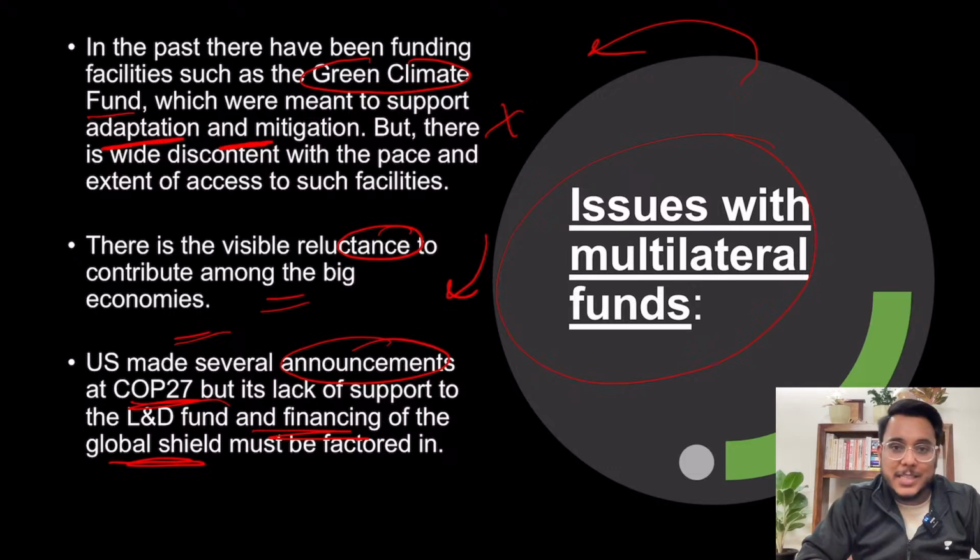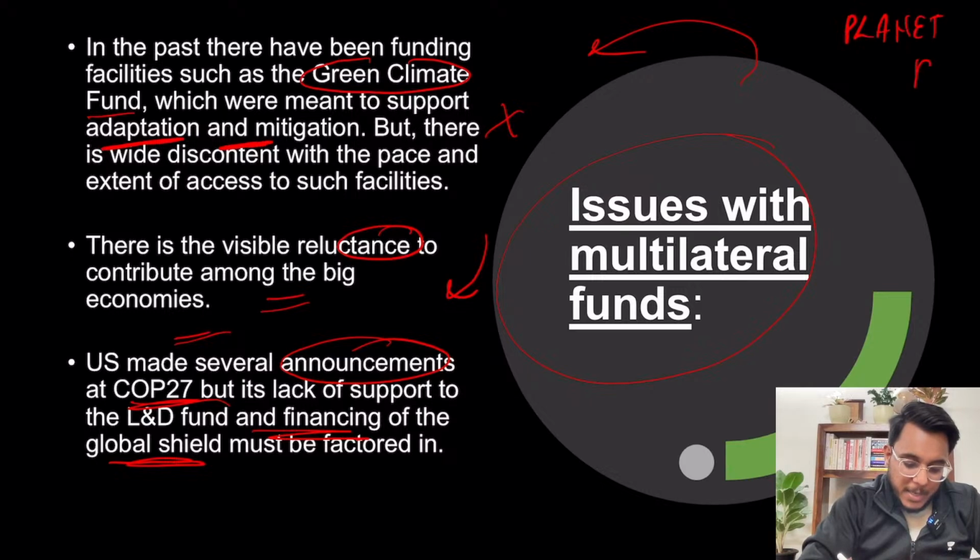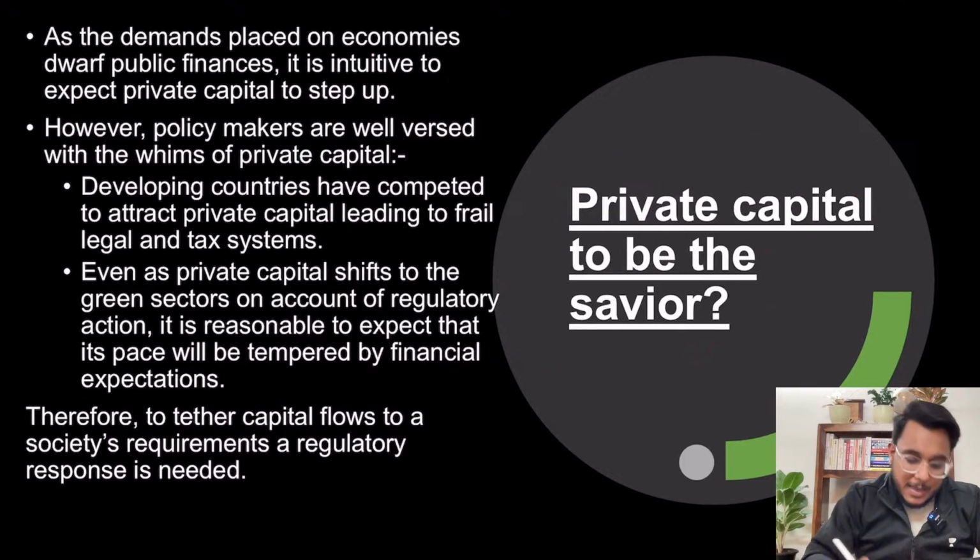But they are not understanding this particular thing, that we don't have another planet. We don't have a planet B. This is something which has become more of an ethical responsibility that should be taken up. Right? Now, can private capital be the savior?